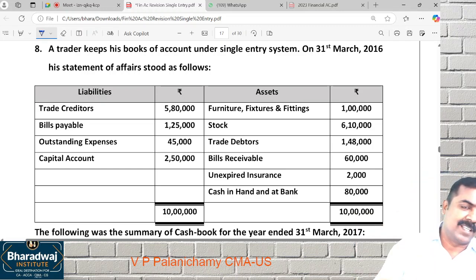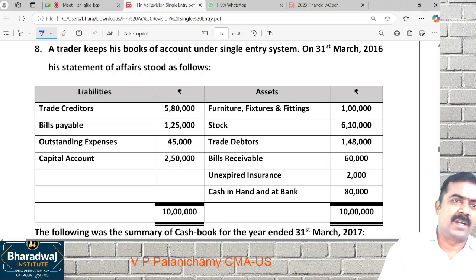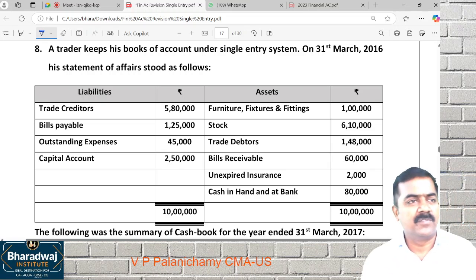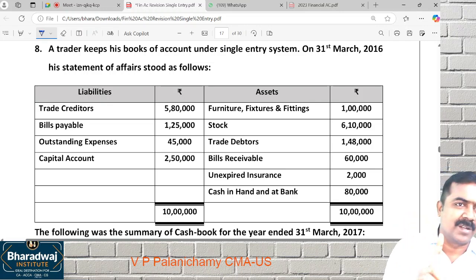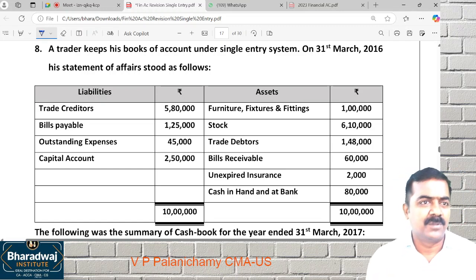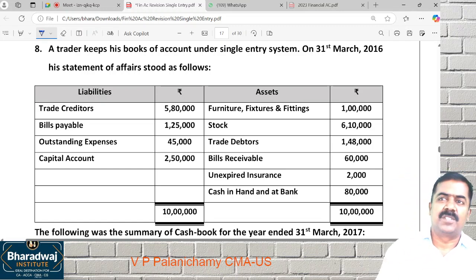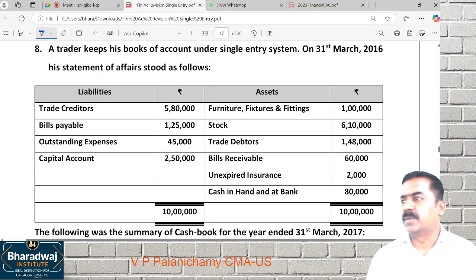Then when you solve in the exam, it will take around 20-25 minutes. For a 14 marks question, you can easily take 20-25 minutes. Remember the rule: for every 1 mark, 1.8 minutes. 100 marks, 180 minutes. So for a 14 or 15 marks question, you can take around 20-25 minutes to solve. If you over-concentrate, you will not be able to complete the paper. Come to question number 8.